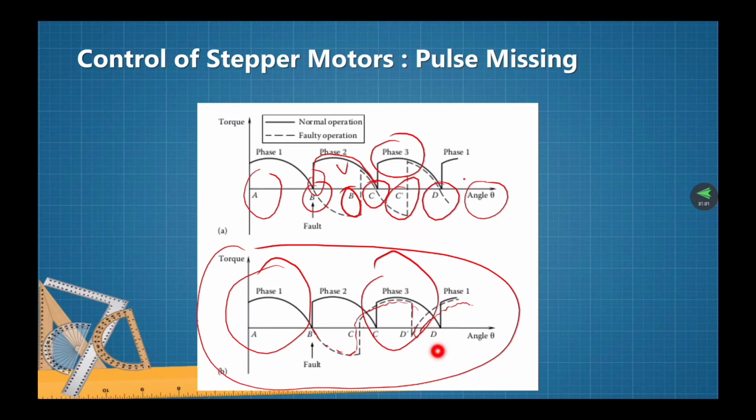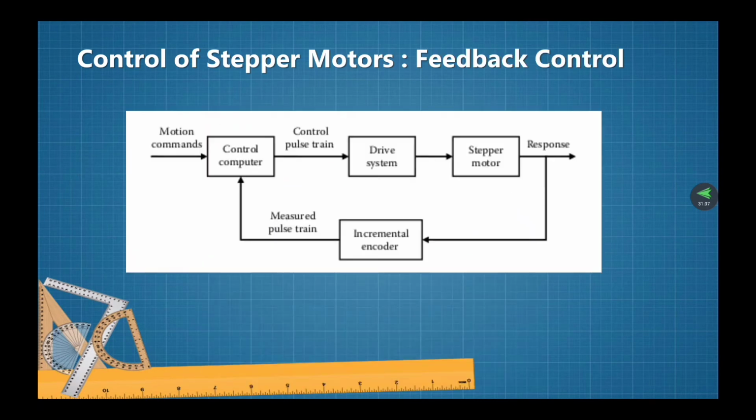To avoid this situation, pulse missing should be detected by a response sensor, and the proper corrective action taken by modifying the future switching sequence in order to accelerate the motor back onto the desired trajectory. In other words, feedback control is required. And this is the feedback control of a stepper motor.